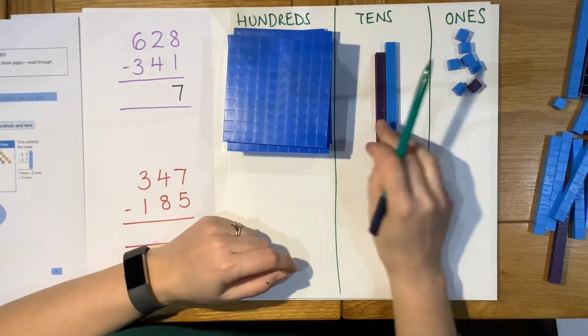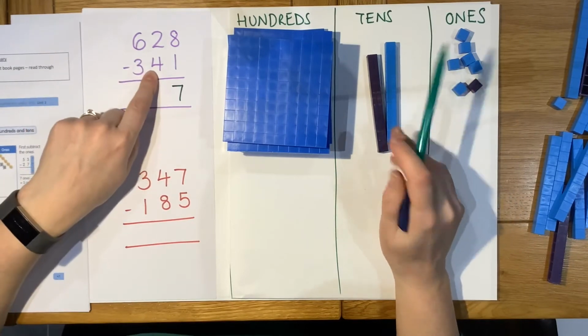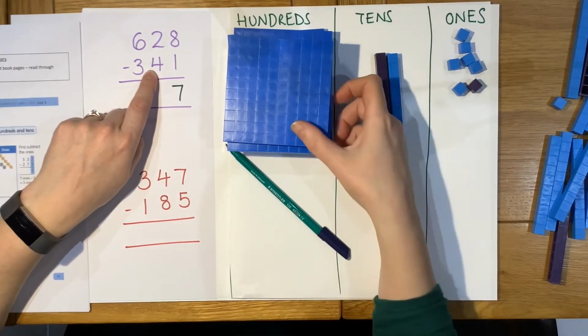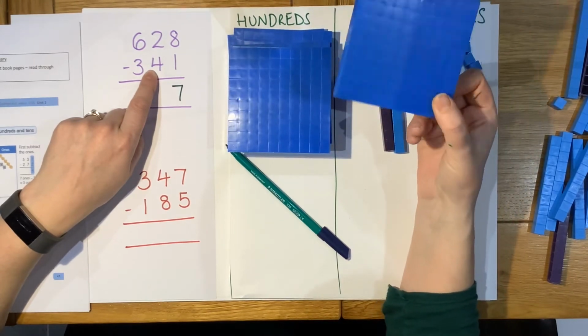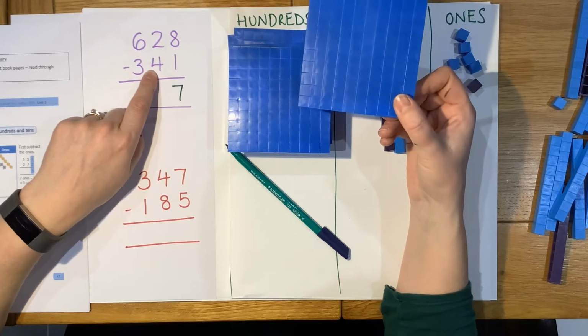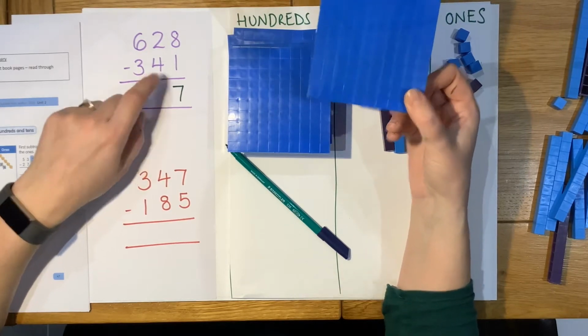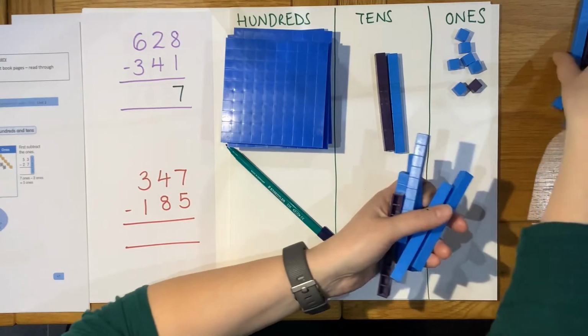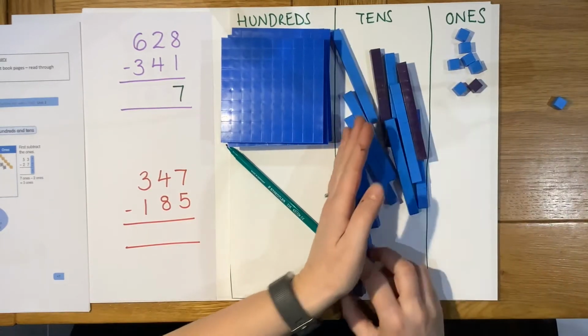Next, subtract the tens. I need to take away 4 tens. Haven't got enough. Hopefully you remembered that you had to exchange. I'm going to take this 100 and I'm going to exchange it for 10 tens. Because 100 is 10 tens. So that's what I'm going to do. 5, 6, 7, 8, 9, 10. So I'm going to put those there.